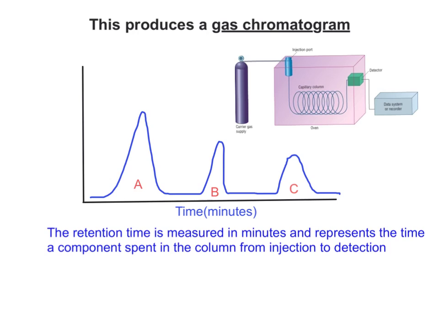So what you get at the end of this process printed out is a gas chromatogram. This will have a series of peaks on it. So we have components A, B and C in our mixture, and the retention time is measured in minutes along the x-axis and represents the time a component spent in the column from injection to detection. In other words, on the diagram, the time spent here.